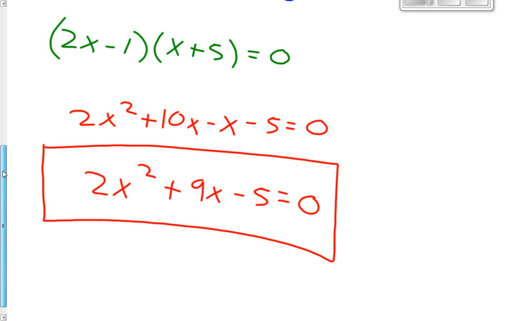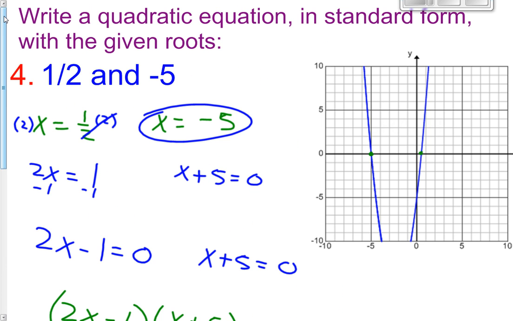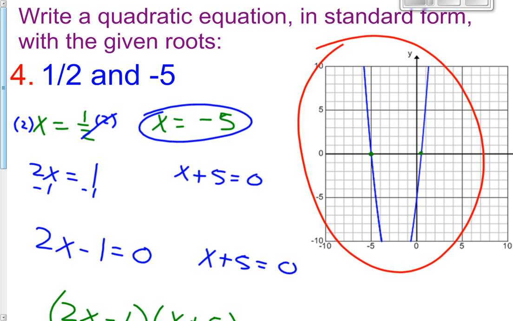If you wanted to, class, you can put this in your calculator under y equals, and you would get this graph. It would cross at 1/2, and it would cross at a negative 5. Might be a good idea if you want to check your work that way.